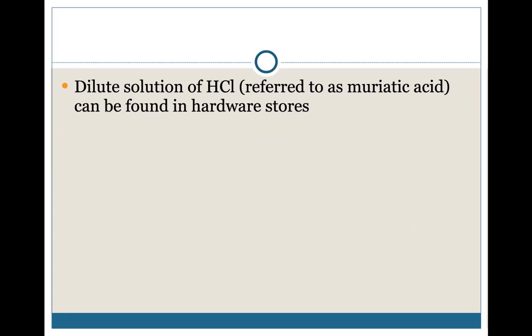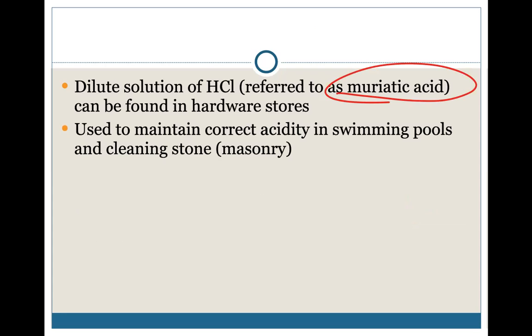Now, dilute solutions of hydrochloric acid are called muriatic acid. I don't know why they have to give it a whole different name instead of just saying dilute hydrochloric acid. You can find this in hardware stores. It is used to maintain the correct acidity in swimming pools, and it's used in cleaning stone.